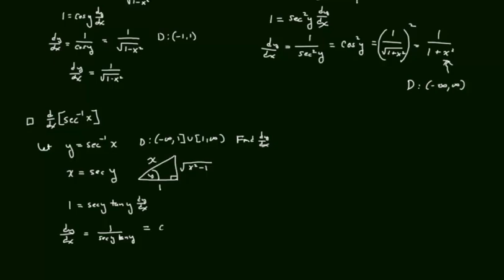Or we could say the cosine of y times the cotangent of y. And let's look at what that equals. So the cosine of this angle here, y, the cosine is going to be 1 over x, and the cotangent is going to be 1 over the square root of x squared minus 1. And mathematically, what is the domain of this? All right, we'll work that out.